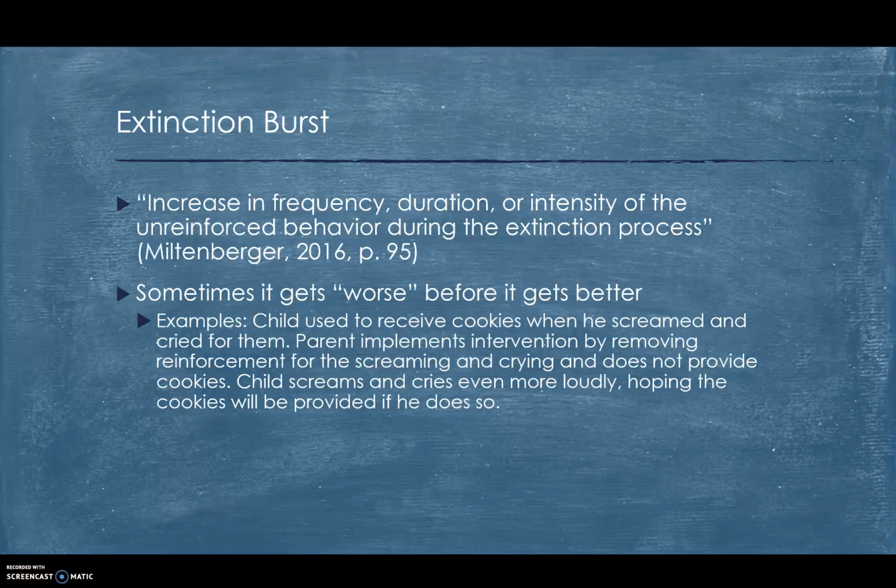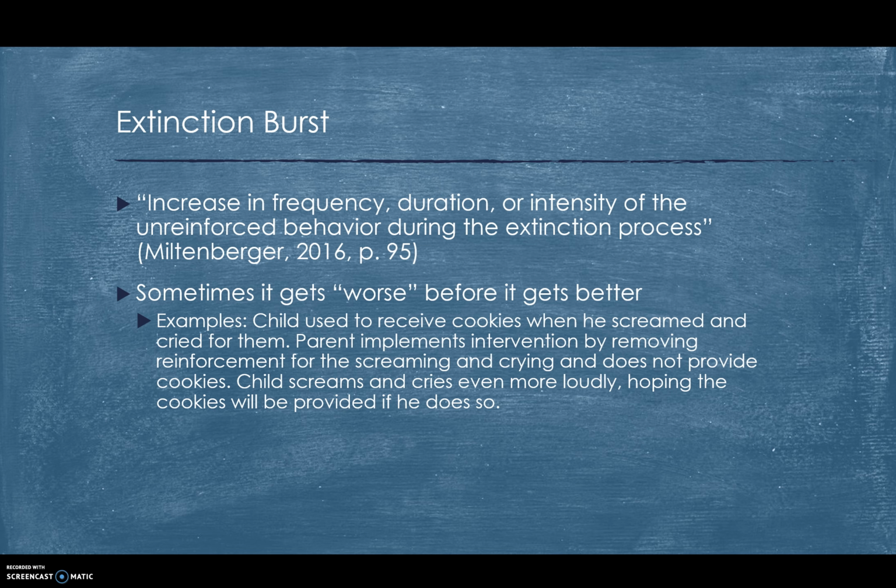An extinction burst is another important term to understand as we discuss these topics. This is defined in the textbook as an increase in frequency, duration, or intensity of the unreinforced behavior during the extinction process. So we often see this as getting worse before it gets better, so to speak. If a child used to receive cookies whenever he screamed and cried for them, the parent then would implement an intervention, removing the reinforcement, so no longer giving a cookie for the screaming and crying behavior.